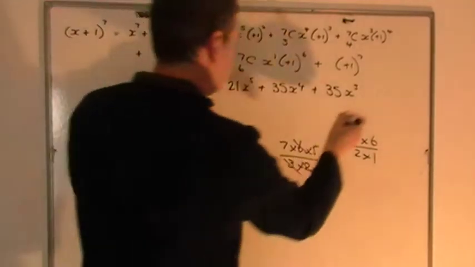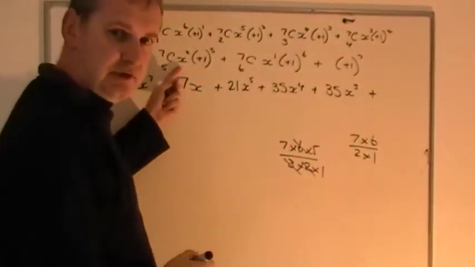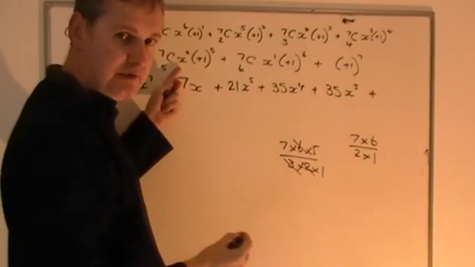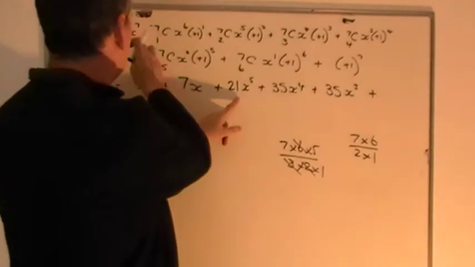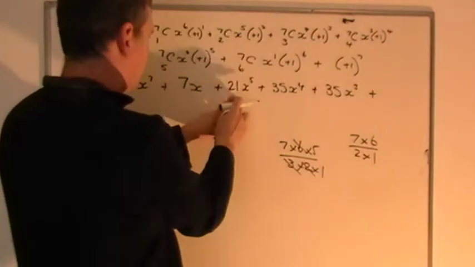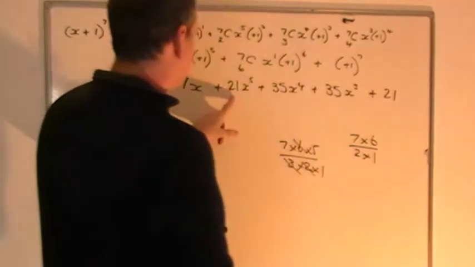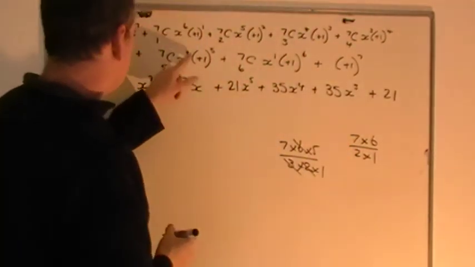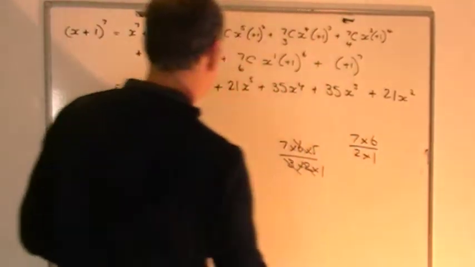Plus, we've got 7 choose 5. Well, 7 choose 5, from symmetry of choose coefficients, is the same as 7 choose 2. 7 choose 2 was 21 if you think back. So we've got 21 now for 7 choose 5, and then x squared times 1 to the 5. So it's just 21x squared.